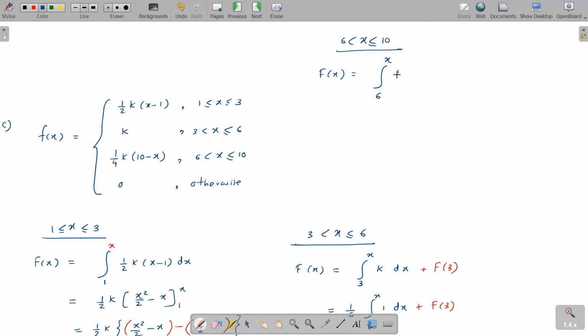So then we get here 1 over 4k times 10 minus x. Okay, so integrate. 1 over 4 and k are constants. I'll take it out. What happens when you integrate 10? You get 10x minus x squared over 2 from 6 to x. 1 over 4k, 10x when you integrate, it's 10x. When you first replace all the x by x, there's no difference there. Minus the next one, you replace all the x values with 6. So 10 times 6 minus 6 squared over 2.